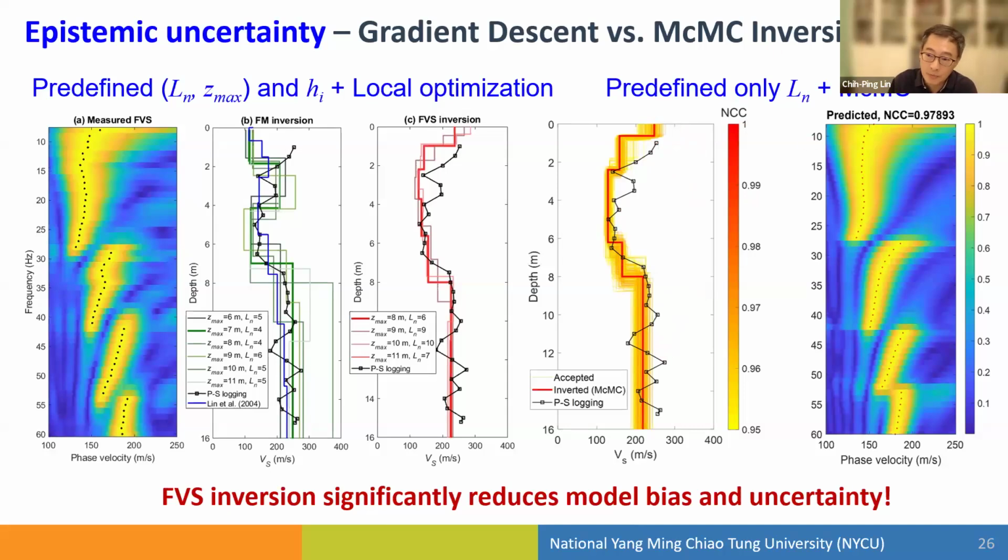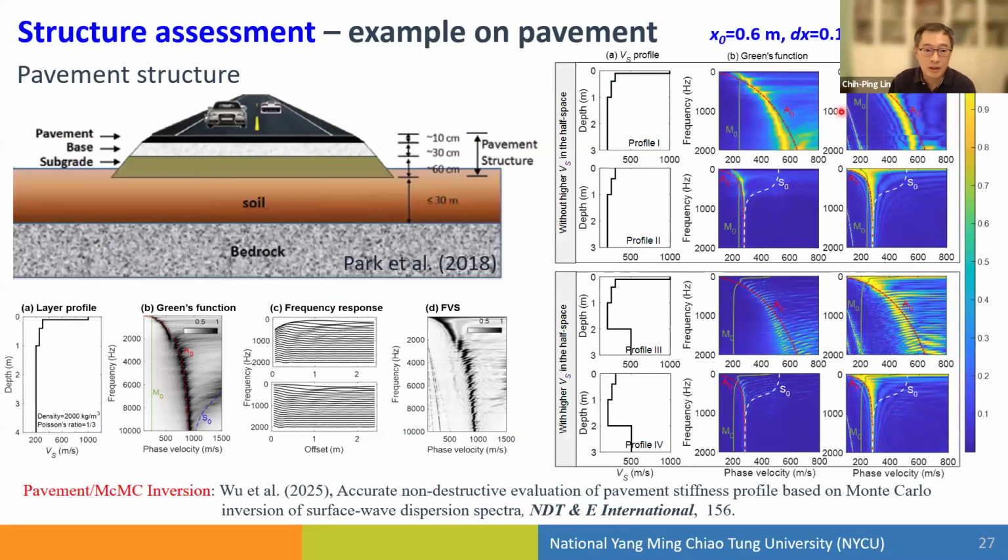So we have to use some sort of global optimization, like Markov chain Monte Carlo simulation. But this also gives you an estimation of the uncertainty. All right, I will explain this in another example. So another application is structure assessment, structure inspection. So this is pavement.